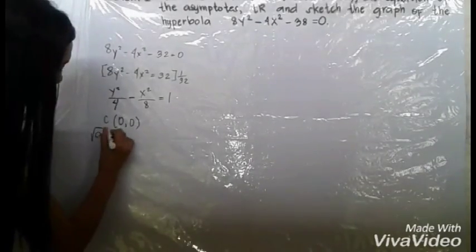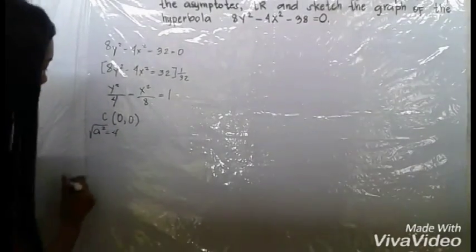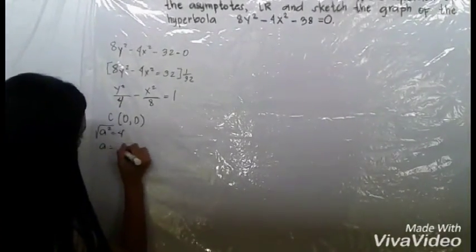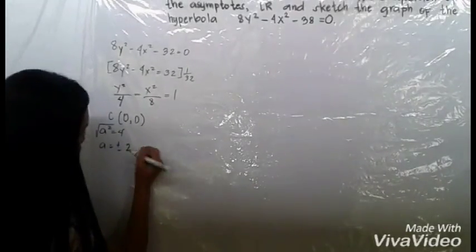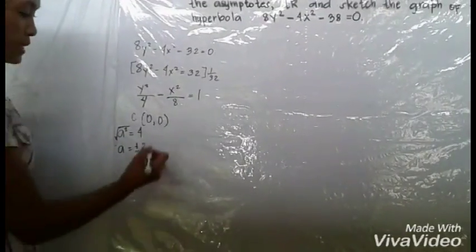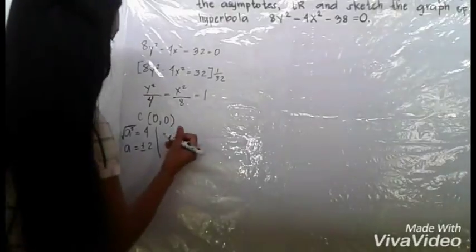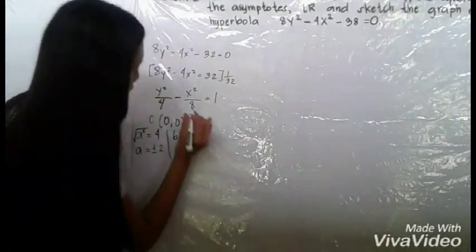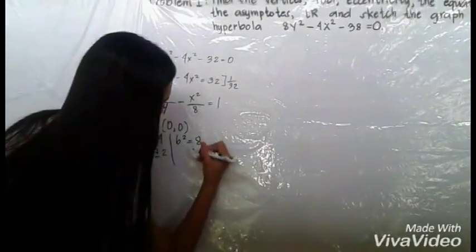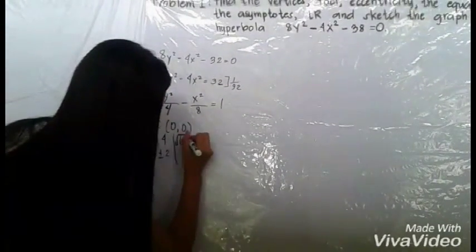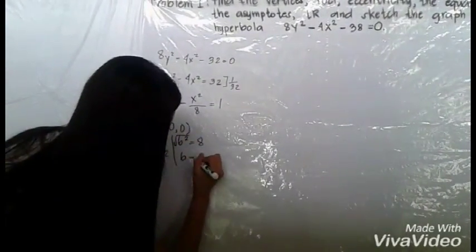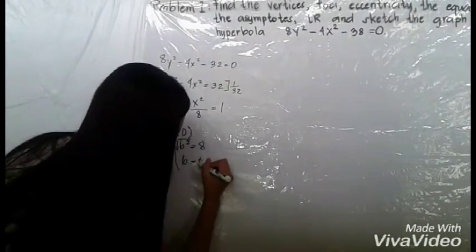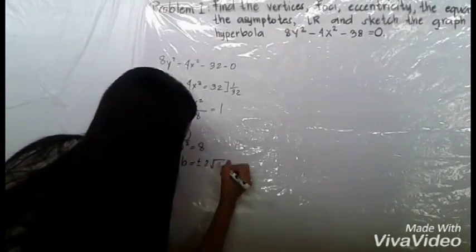And taking the square root of a squared, we have a equal to positive negative 2. And our b squared is equal to 8. And taking the square root of b squared, b is positive negative 2 square root of 2.